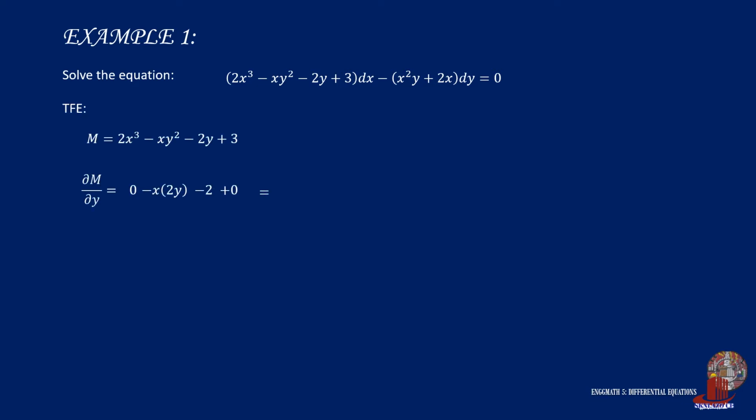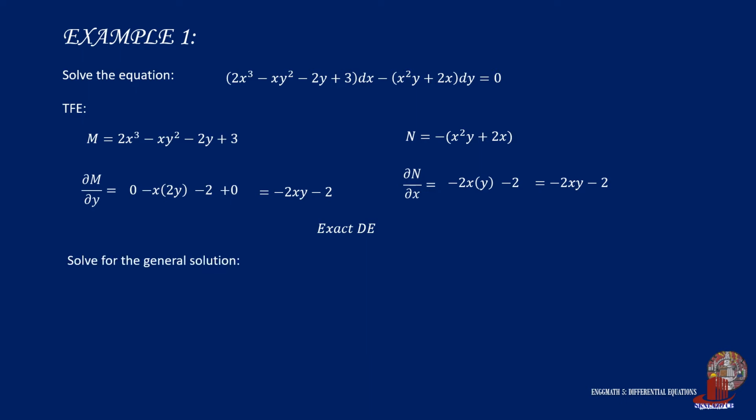Example number 1. Determine the general solution of the quantity 2x cubed minus xy squared minus 2y plus 3 multiplied by dx minus the quantity x squared y plus 2x multiplied by dy is equal to 0. This is the same example discussed in the previous video, but using the conventional method. The test for exactness will start with taking the partial derivatives of both the terms and comparing them, so the partial derivative of M with respect to y turned out to be negative 2xy minus 2, which is the same as the partial derivative of N with respect to x, making the function an exact DE.